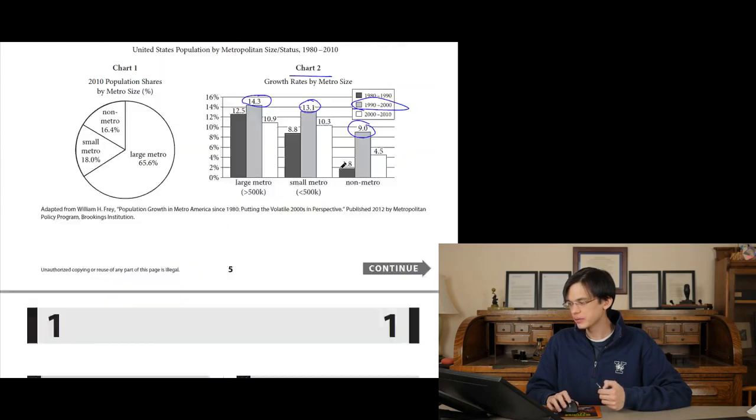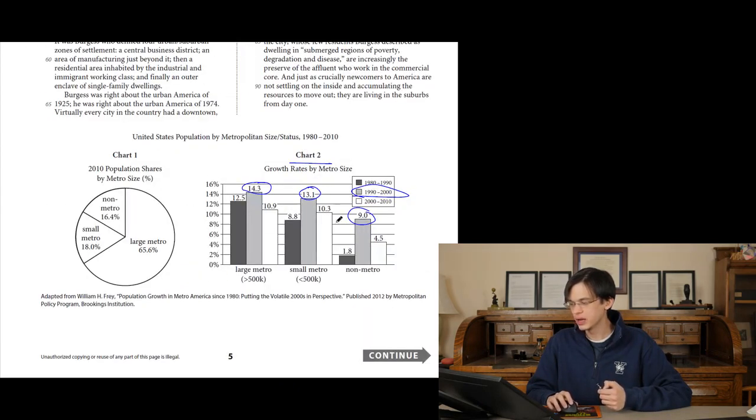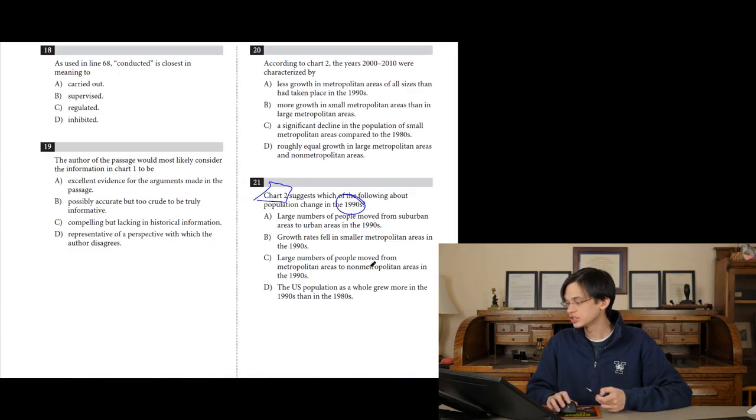Again, we can't come up with any inference or any observation from this other than making sure that we know what we're going to have to look for. Let's just check if A, B, C, D, is it true or is it not true? It's a very binary operation. True, not true. Chart 2 suggests which of the following about the 90s. A: Large numbers of people moved from suburban areas to urban areas.